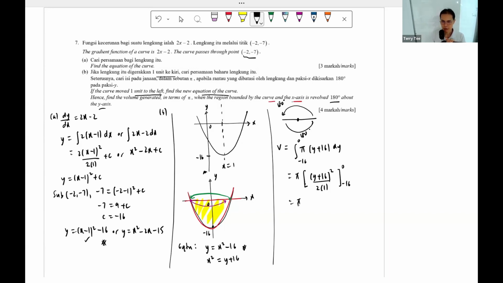Okay, let's take out the 2, put 0 inside. 0 plus 16 squared minus negative 16 plus 16 squared. This is going to be 0. 16 squared is 256. 256 divided by 2 is 128 pi unit cubed.